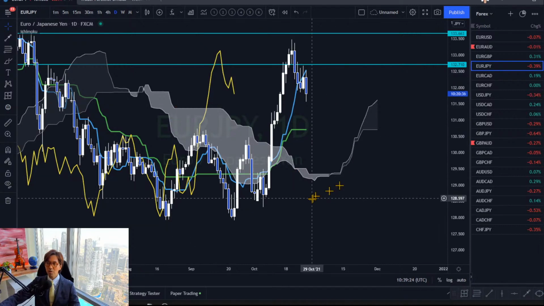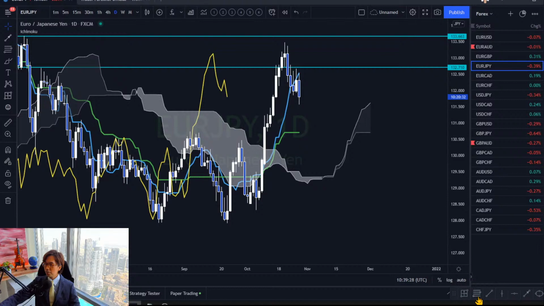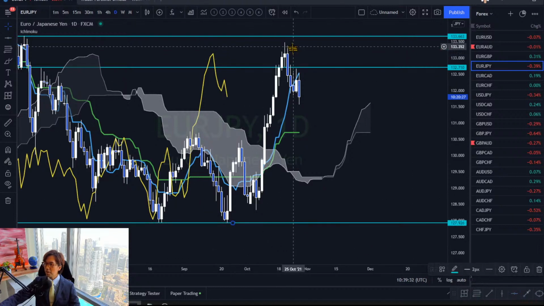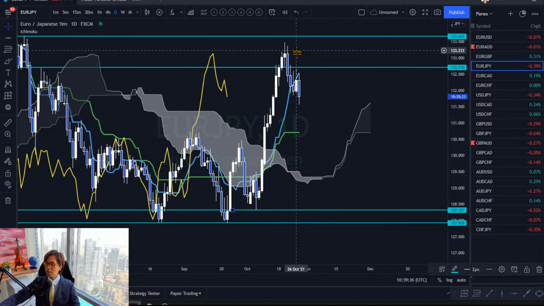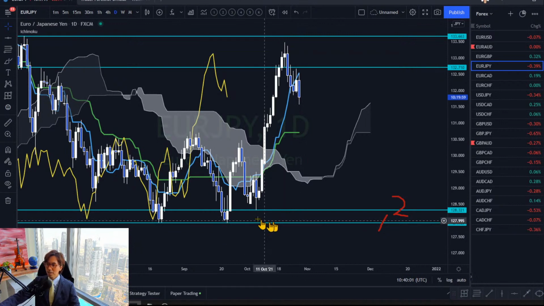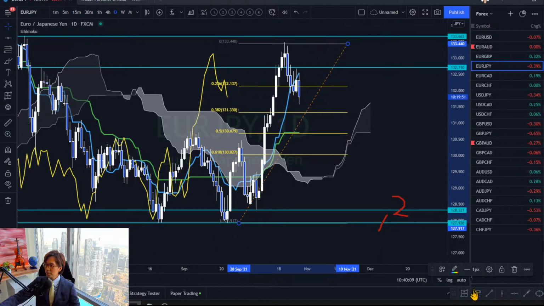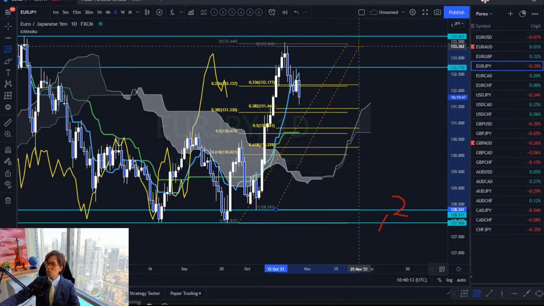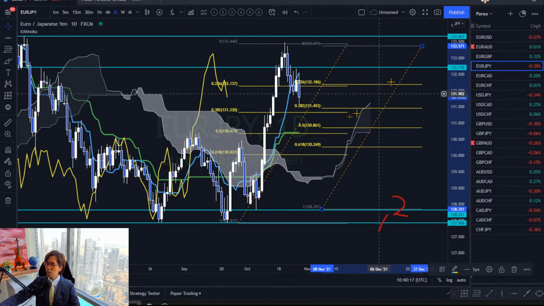So in terms of Euro JPY, here's a little question for you: when you draw the Fibonacci in this particular market, how would you draw? Would you draw it from this bottom to the top here, or from the second previous bottom to the top? So number 1 is here, number 2 is here. If you're in front of a PC or mobile, simply type 1 or 2 in the chat so that I know how you would draw the Fibonacci. Once again, do you draw from number 1 to the top like this, or number 2 to the top like this? How would you draw the Fibonacci level in this kind of situation?